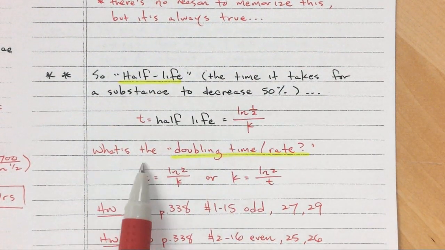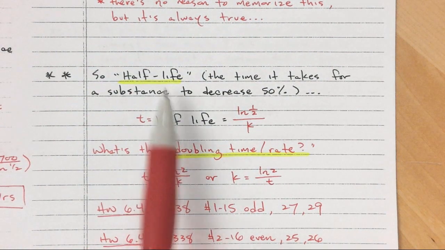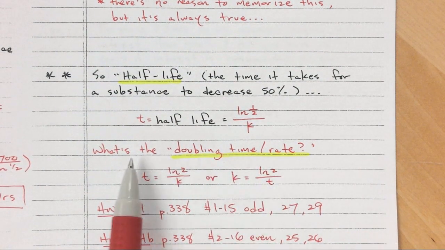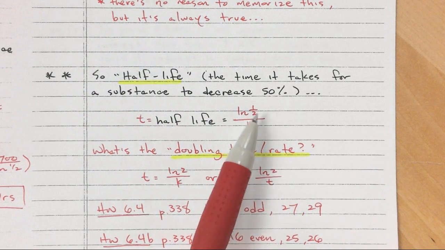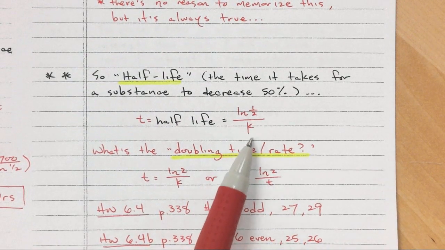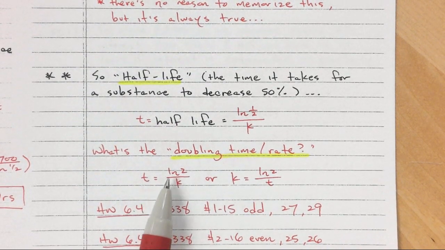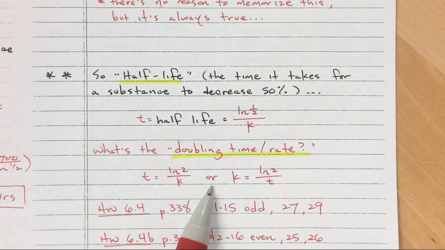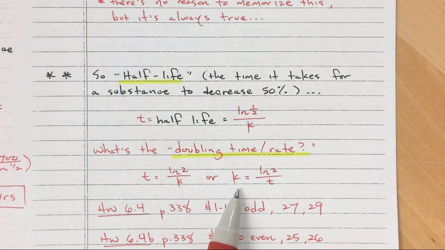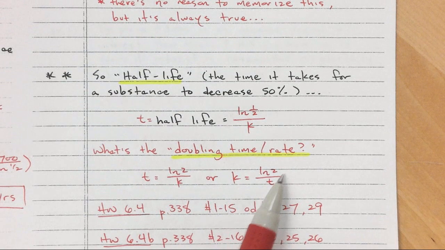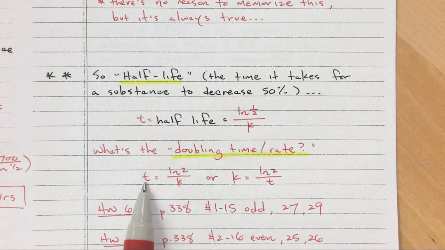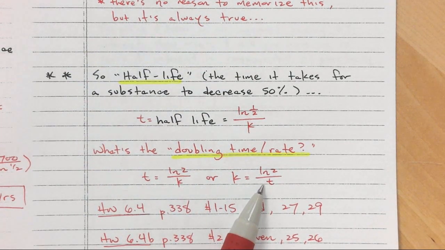Therefore, it's good to know half-life is always this. And then I added one thing in, so a lot of times there's a half-life and there's a doubling rate. So what would be your doubling rate? Well, it would be ln 2 over k. So our doubling rate would be ln 2 over k, or you can say that your rate is also ln 2 over t, because if you solve for t instead of k, you would get this as well.